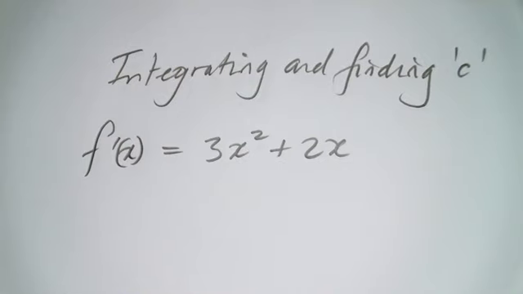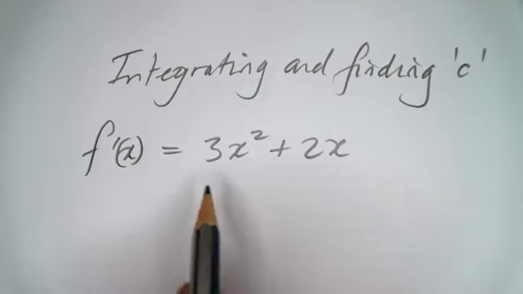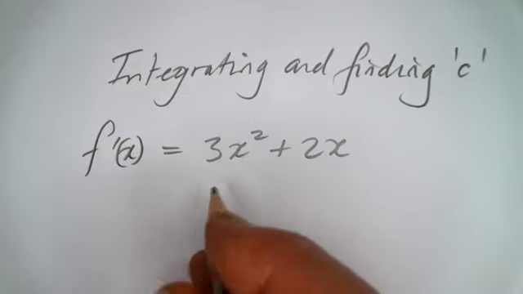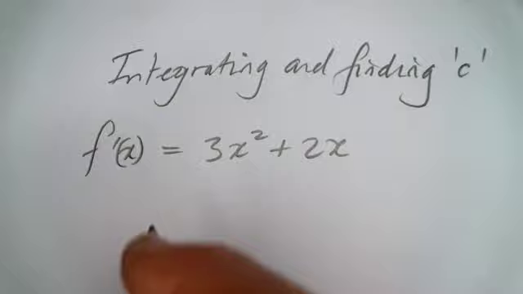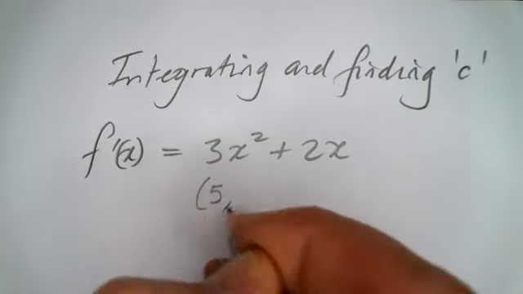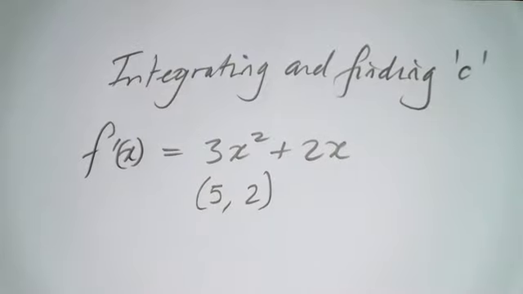Now what we're going to do is to say, if that is the gradient function, and we know one more thing about it, in other words, for example, we're told the original equation will pass through, let's say, 5, 2. So the original equation will pass through 5, 2. What will be the original equation?